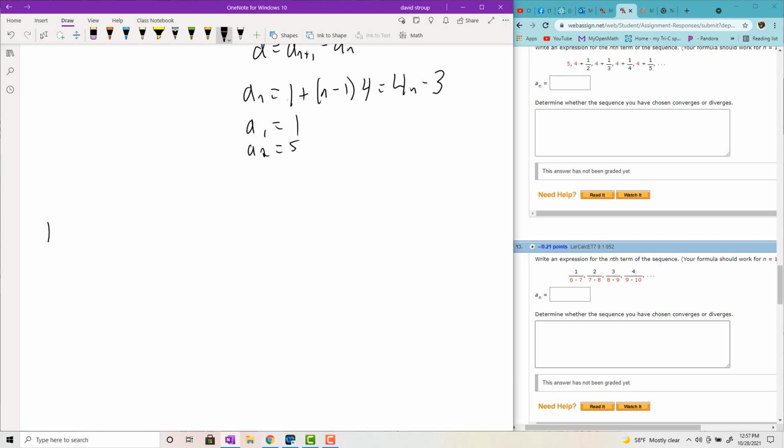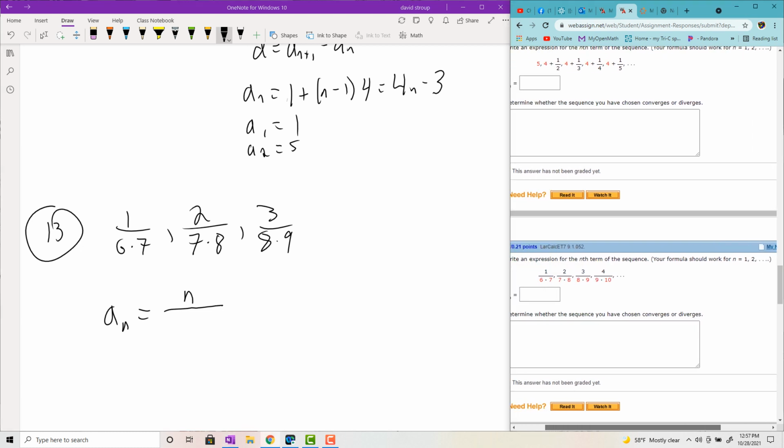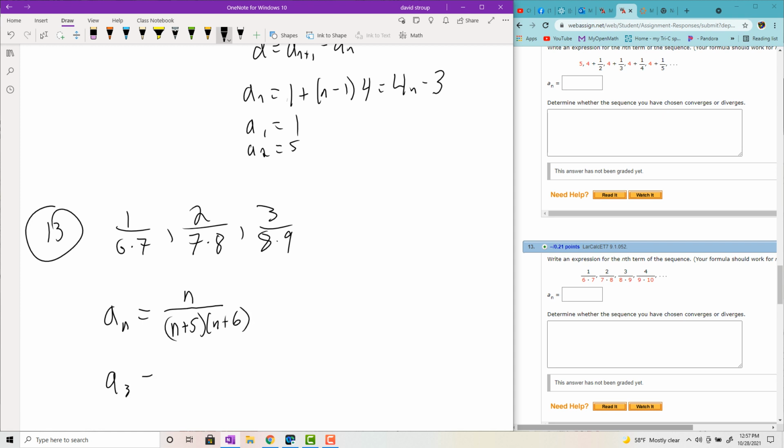Number 13, they give us 1 all over 6 times 7, 2 all over 7 times 8, 3 all over 8 times 9. So our sequence a sub n looks like it's going to be n all over, and they tell you where n should start. So n starts at 1. So n would be on top, and below it would be n plus 5 times n plus 6. Right. So let's make sure at least a sub 3 is right. 3 all over 8 times 9, that's 6, 7, 8, 9. Yeah. Okay, so that works.